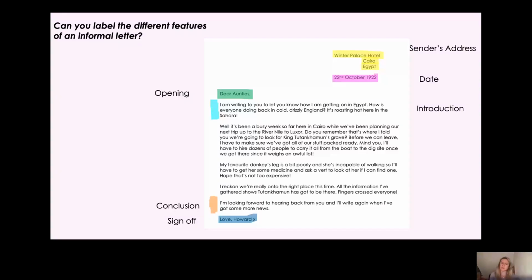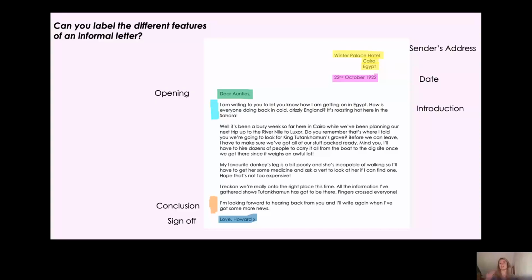And he's written Love Howard with a kiss. Now, remember, we would only write love with a kiss if we were writing an informal letter, because we know the person that we're writing to well. So Howard knows his aunties very well because they are in his family. Okay, so brilliant.